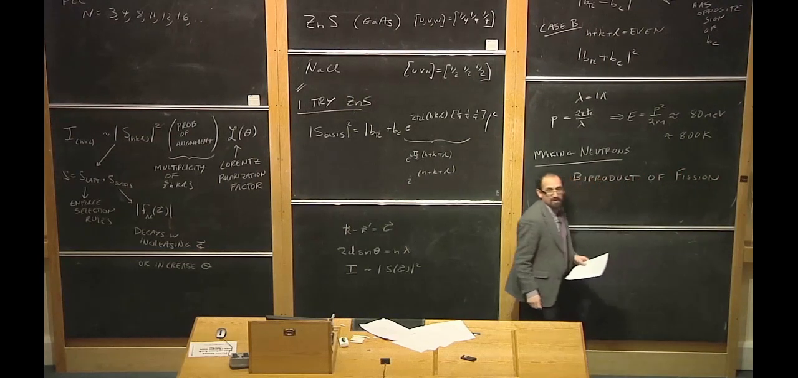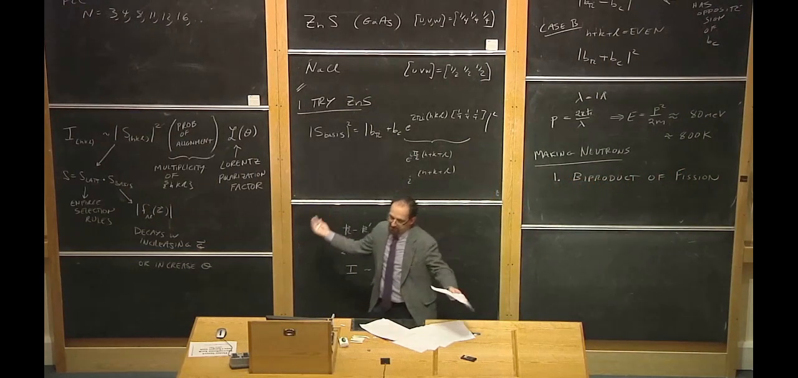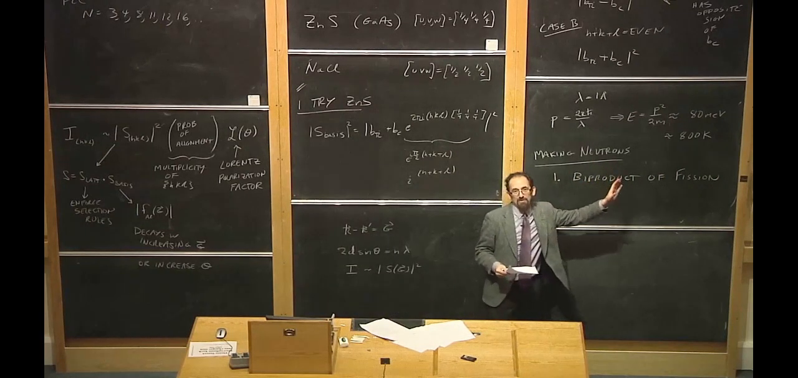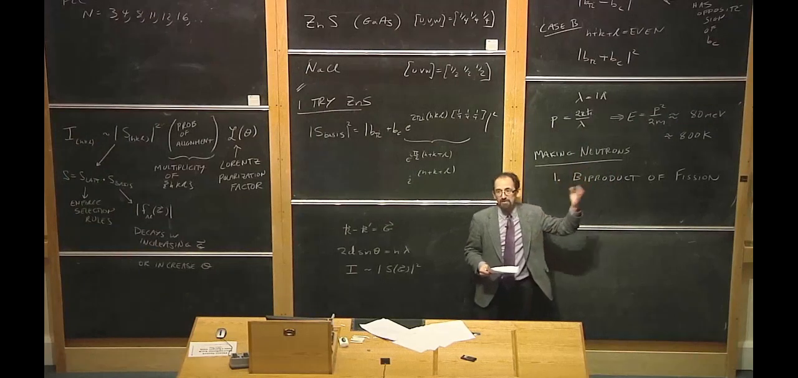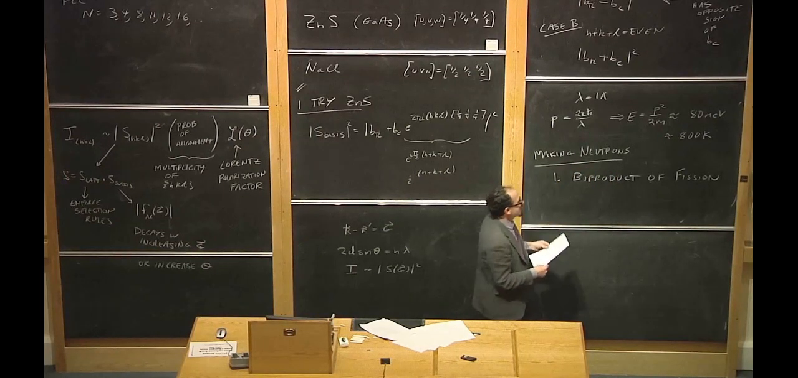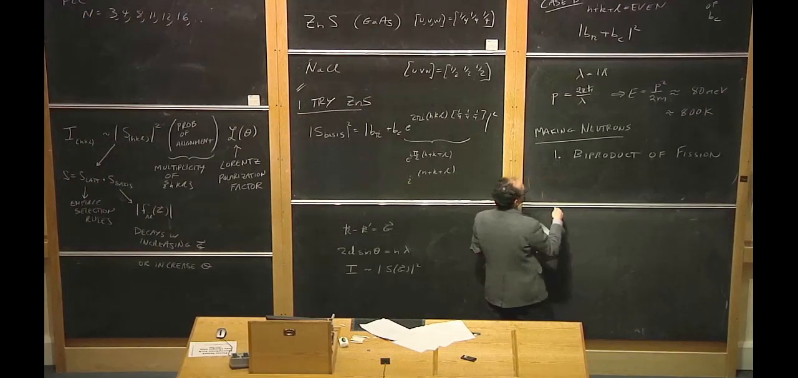And you can imagine that when a neutron comes off of a nucleus in some fission process, it's coming out with millions of electron volts rather than millielectron volts. So it's extremely, extremely energetic. So this 800 Kelvin is extremely low energy.